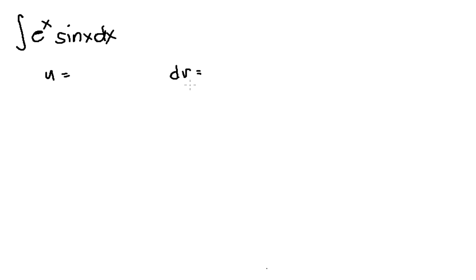Both are integrable, but let's try to use e to the x as our dv and sine x as our u. By this, our du, the derivative of u, is cosine x dx. And for the integral of our dv, we have v, then the integral of e to the x dx is just e to the x.